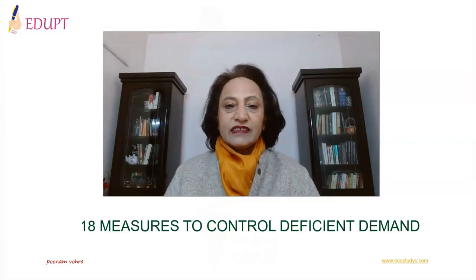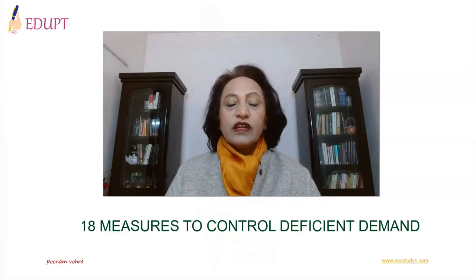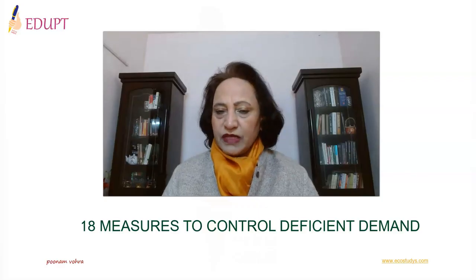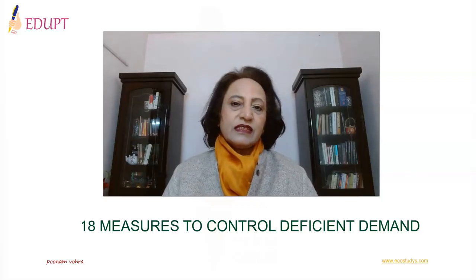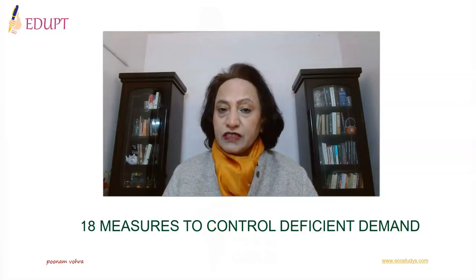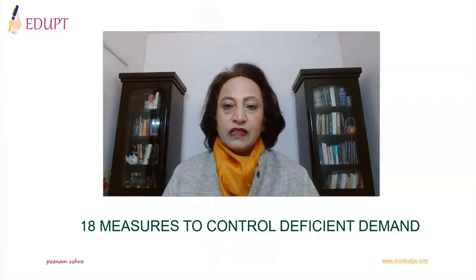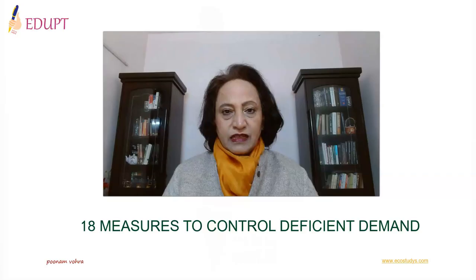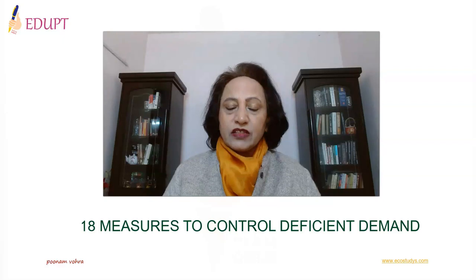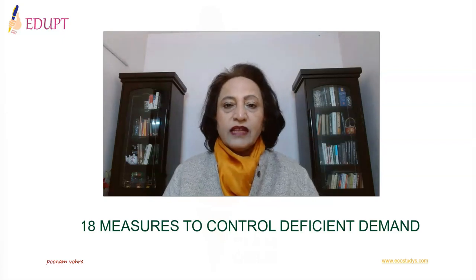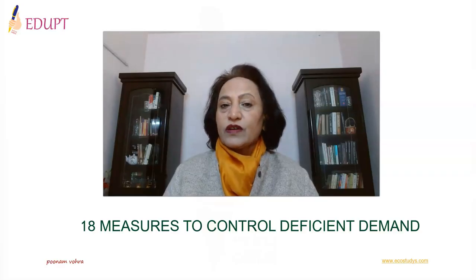This is the 18th and the last session on determination of income and employment. In the previous session, you have understood about deficient demand leading to deflationary gap in the economy, or there is deflation in the economy. The deflationary gap has to be minimized. Deflation has to be reduced. For that, government needs to take certain measures, because no economy can afford to remain in deflation for a long time.